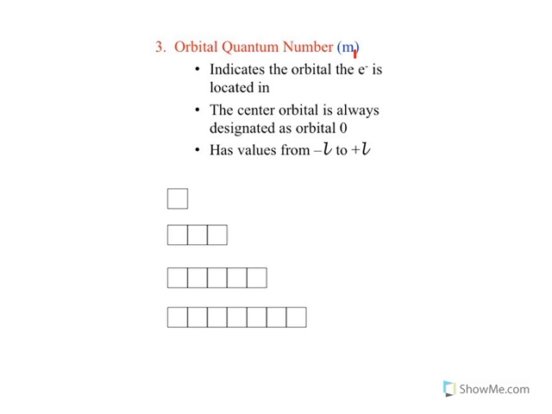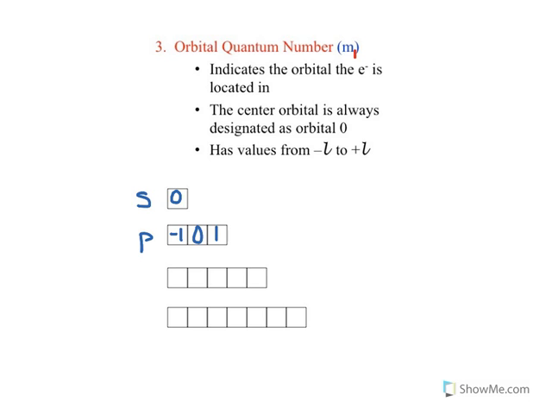The third quantum number is the orbital quantum number, designated as M sub L. That indicates the orbital the electron is located in. The center orbital is always designated as orbital 0, and it has values from negative L to positive L. An S sublevel has only one designation, so that orbital has an orbital quantum number, M sub L, of 0.